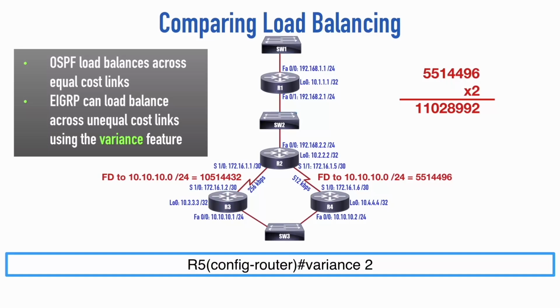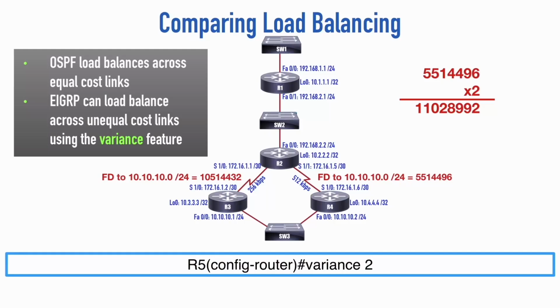What we're saying is now we will load balance across any link whose feasible distance is less than that 11.0289992 million. Not equal to, but less than that value. Now, think about that link via R3. It's about 10.5 million. Is it less than the 11 million number? It sure is. So even though it's not as good of a link as compared to the link going to R4, we can still use it. We can still load balance across it if we configure the variance feature.